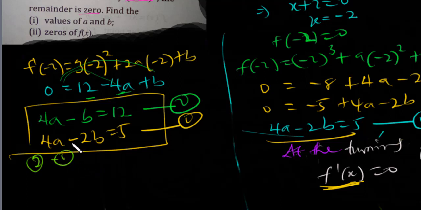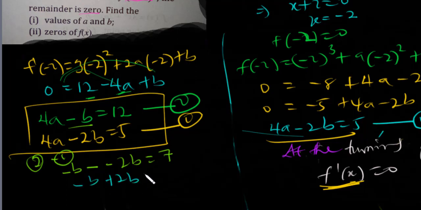So when I subtract 4a from 4a, I get 0. But when I subtract negative 2b from b, I have this minus b minus negative 2b, and I have 12 minus 5, so that's 7. This will be positive here. So I'm going to have negative b plus 2b equals 7, and minus b plus 2b is b. So b is 7. Wow. So we had b to be 7.